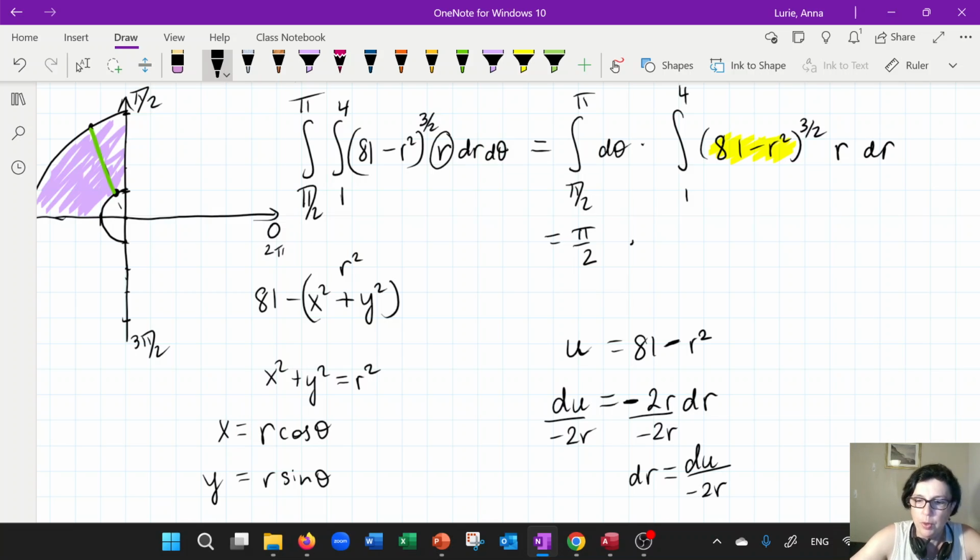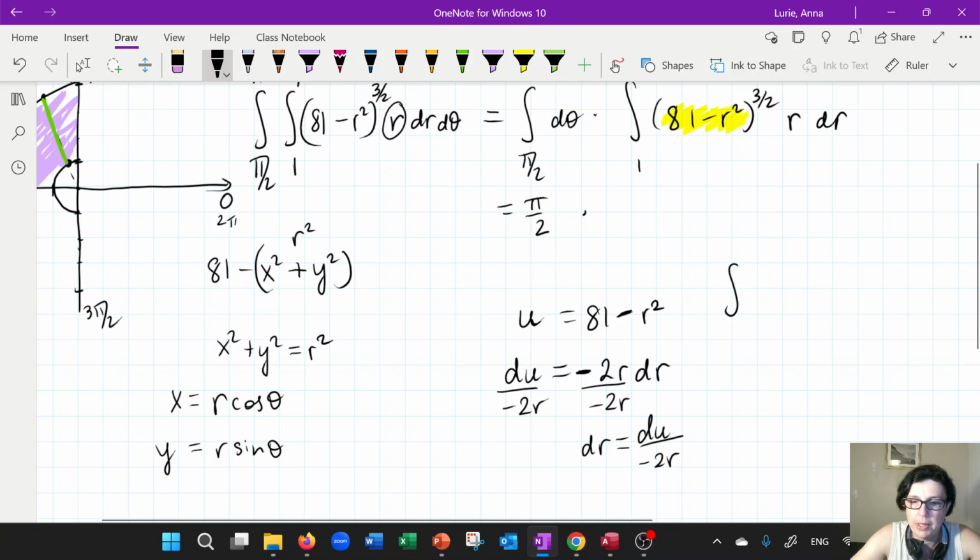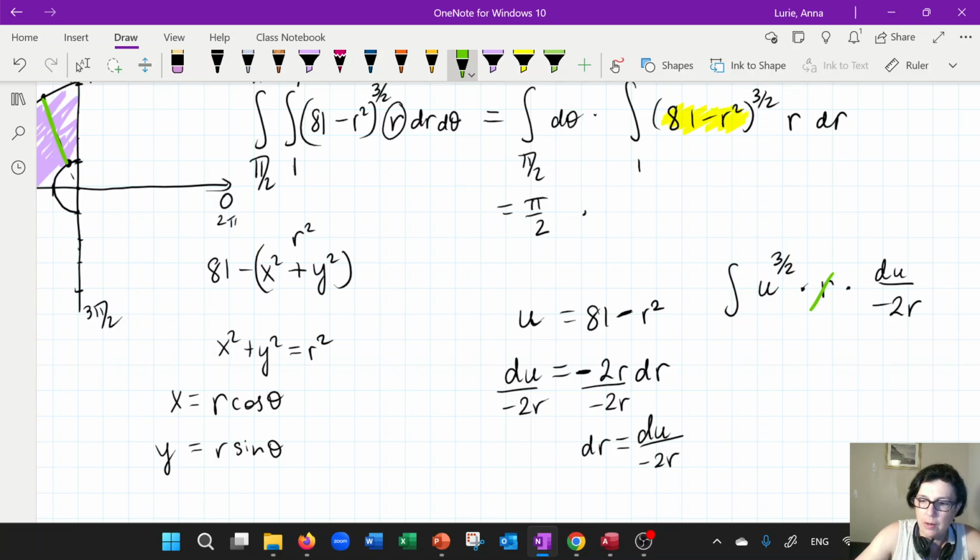Okay, so let me do this on the side here, and then we're going to substitute the limits. Instead of 81 minus r squared, I'm going to put u, so this will be u to the 3 halves. Instead of r, I'm not going to put anything, just keep it as r. But instead of dr, I will put du divided by negative 2r. Now, notice that r and r over here will cancel. That's great. But also the negative 1/2 will go in the front. Because the 2 is on the bottom, do not bring the 2 up and don't think this is 2. It's negative 1/2.